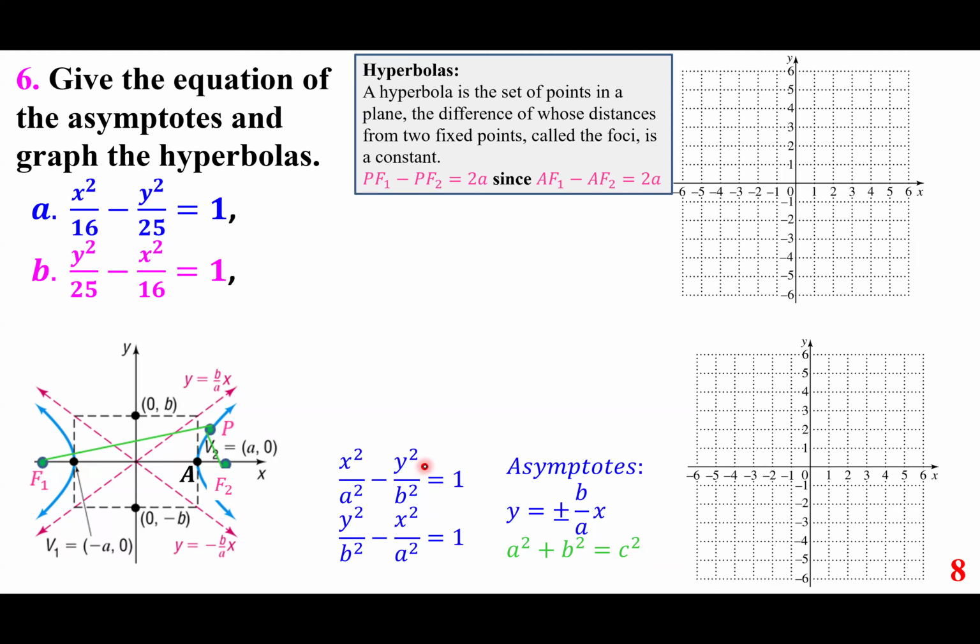I'm going to explain the difference between the two. In general, when you have a positive value for X squared over A squared, that means it opens sideways. If it's Y squared over B squared first, then it opens up and down. But everything else is identical. By that, I mean how you come up with the graph and the equation of asymptotes, okay? It makes no difference.